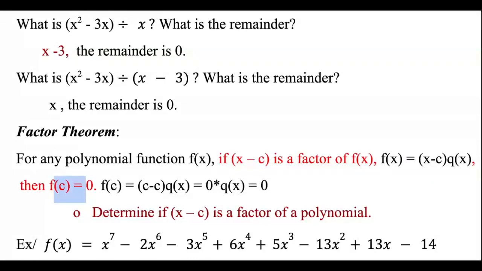Then what is f of c? According to the remainder theorem, f of c equals the remainder, right? And in this case, the remainder is 0. So f of c equals 0. And of course, when you plug in c, we also get 0.